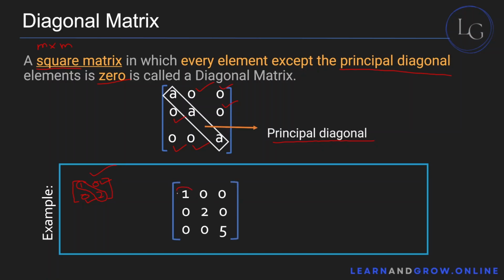This is a 3 by 3 diagonal matrix. These elements make up the principal diagonal. Every element outside of the principal diagonal is, that's right, 0. So this is also a diagonal matrix.